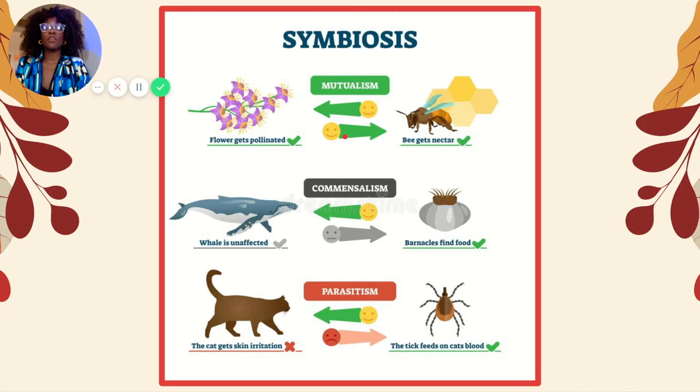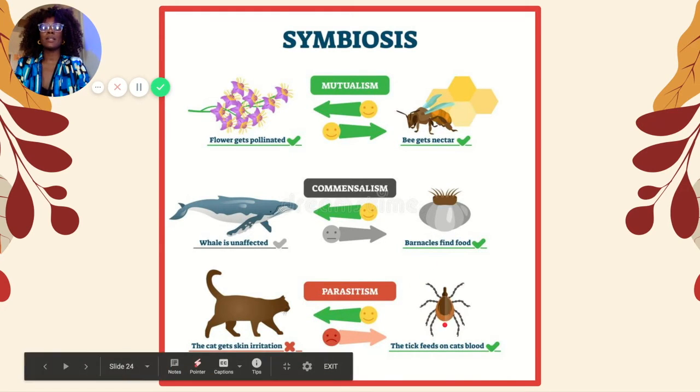Okay, so an example of mutualism is when a flower gets pollinated by bees and bees get nectar, they're both being benefited by that interaction. That's mutualism. Commensalism, main example, a whale has barnacles on it, it's unaffected. The whale doesn't care about the barnacles. But the barnacles being on the whale means that the barnacles get to find food. So the barnacles are being benefited while the whale is unaffected. So that's a commensalism relationship.